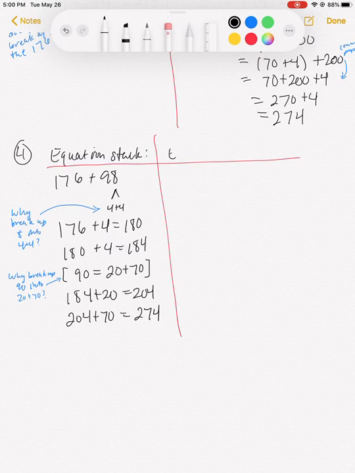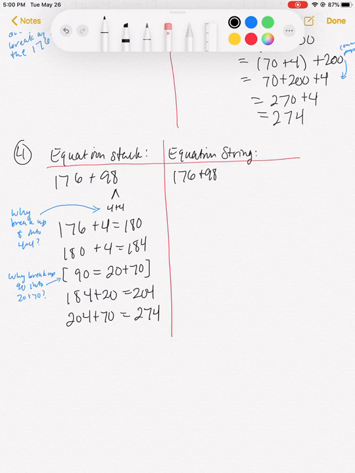Now we're going to go with our equation string. 176 plus 98. Now the first thing they did was they broke the 98 up into 4 plus 4. So we got to get the 8 off of the 90 and then break that up into 4 plus 4. So 176 plus 90 plus 8, same as 176 plus 90 plus 4 plus 4.